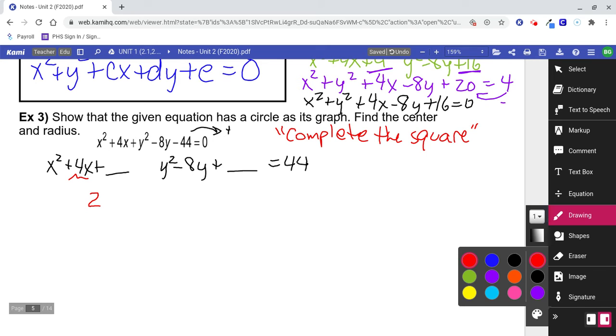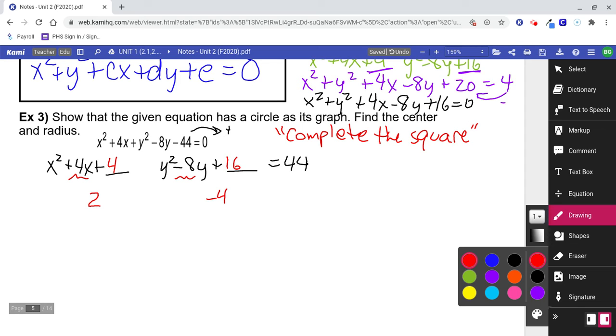But then to complete the square, you take that number and you square it. So 2 squared is 4, and I'm going to write it here in the blank. Likewise over here, I'm going to look at this -8. Half of that number is not 4, half of that number is -4. So I'm going to write down a -4 underneath here. And then if you square that number -4, you're going to get positive 16. And by the way, you will always get a positive number, because when you square it, it's always going to be positive.